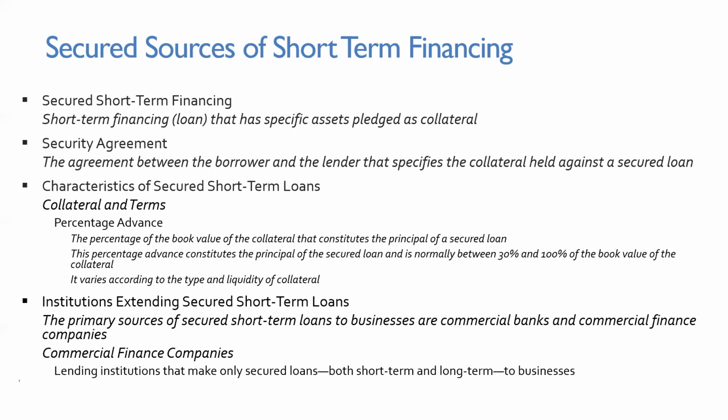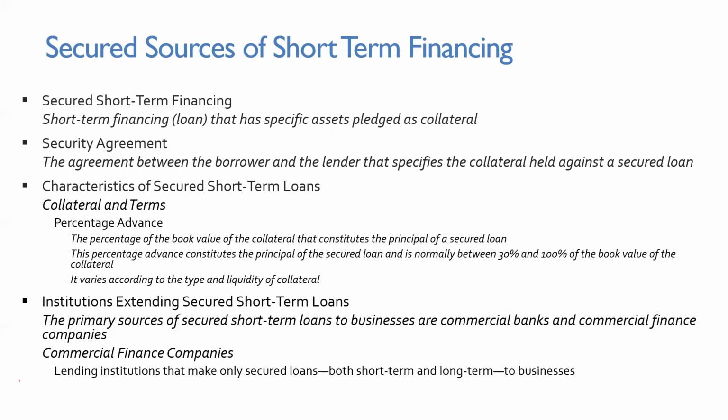You know? And it is usually governed that the securitization or the pledging of those assets as collateral are embodied in a security agreement. So the agreement between the borrower and the lender that specifies the collateral held against a secured loan. Okay. What are the characteristics of secured loans? Secured loans usually have a percentage advance, a percentage of the book value of the collateral that constitutes the principal of a secured loan.